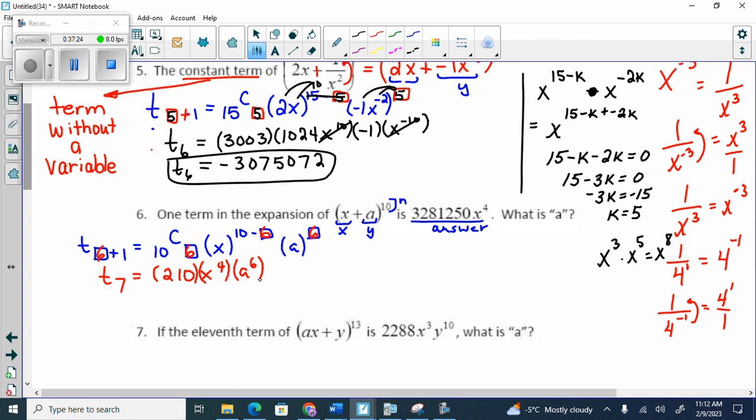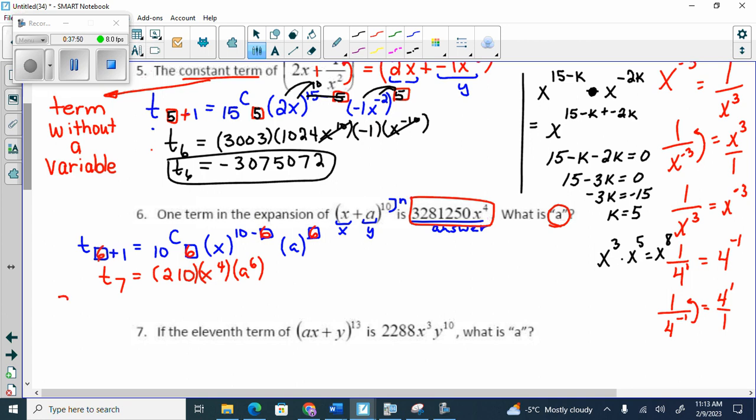And they want me to tell them what a is. Well, there's a step here. I know what term 7 is, don't I? What is term 7? They gave me the answer, didn't they? So when I'm solving for a missing A in my binomial, I set my term 7, I take it out, I throw it away, and I replace it with the actual answer.